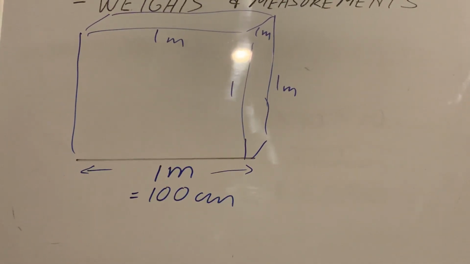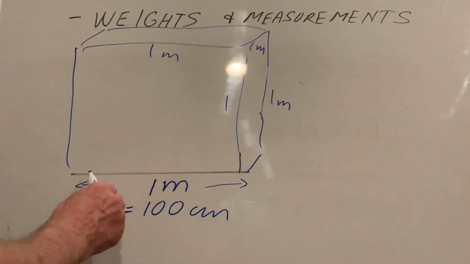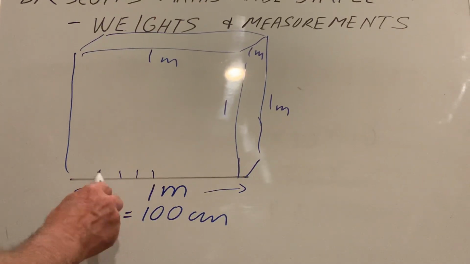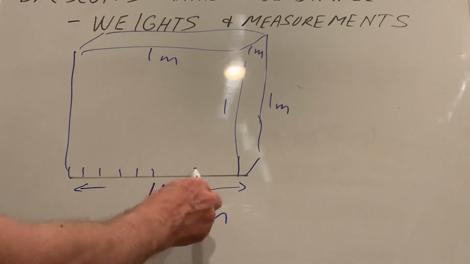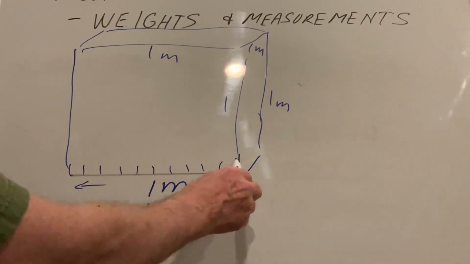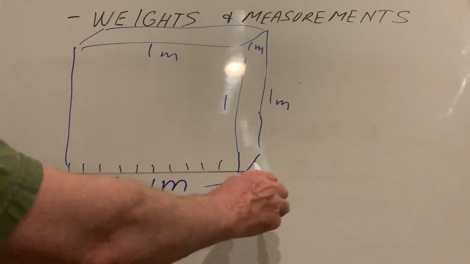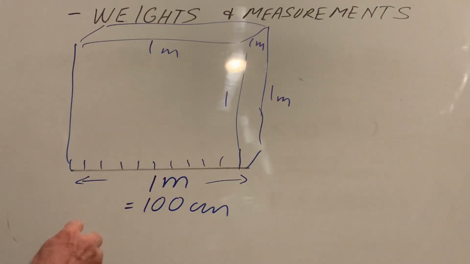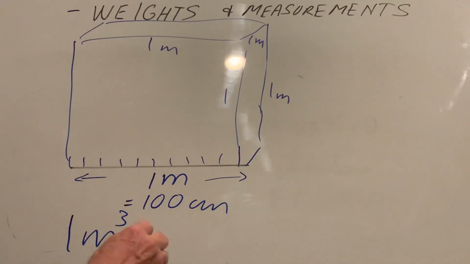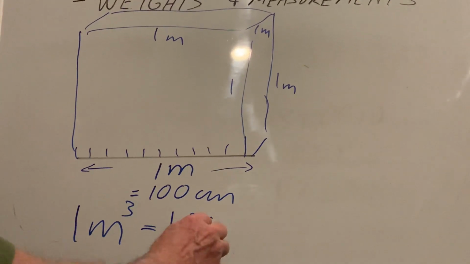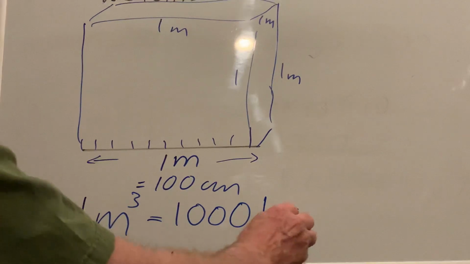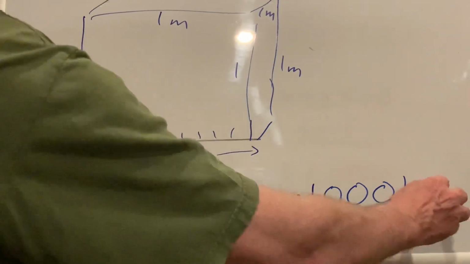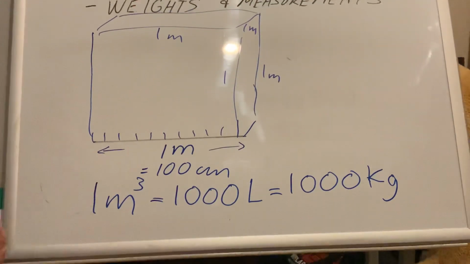So how many litres in a cubic metre? Well, because 10 centimetres goes 10 times, each of these would be our original litre that I was talking about. 2, 3, 4, 5. Anyway, 10 of them along there. So 1 cubic metre will equal 1,000 litres, which will weigh 1,000 kilograms. So you can see it's all related.